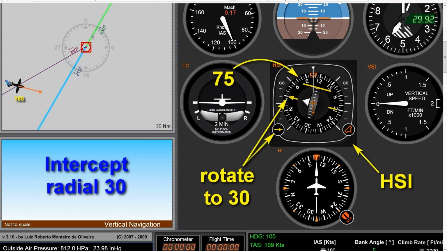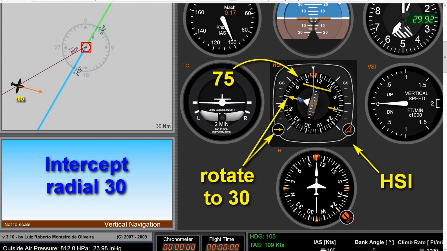Well, over here is an example. I'm flying over here, and what I want to do is intercept this 30 radial. What I do is rotate the knob until the arrow is pointing at 30. We cannot quite see it here on the scale, but this is north, this is 60, so the middle here is 30.